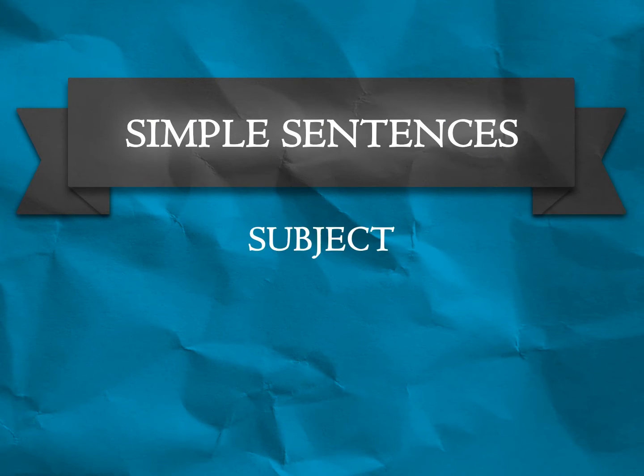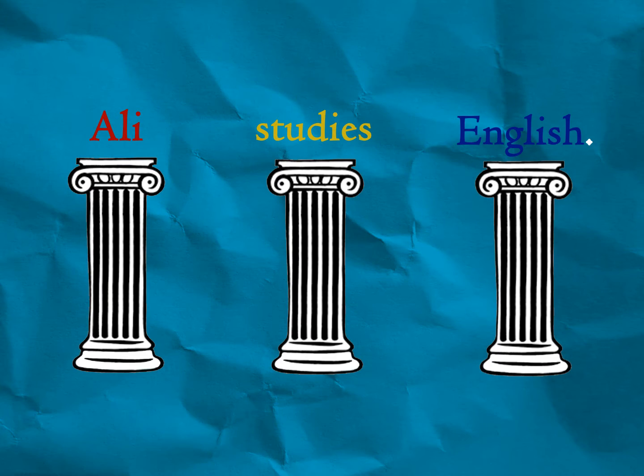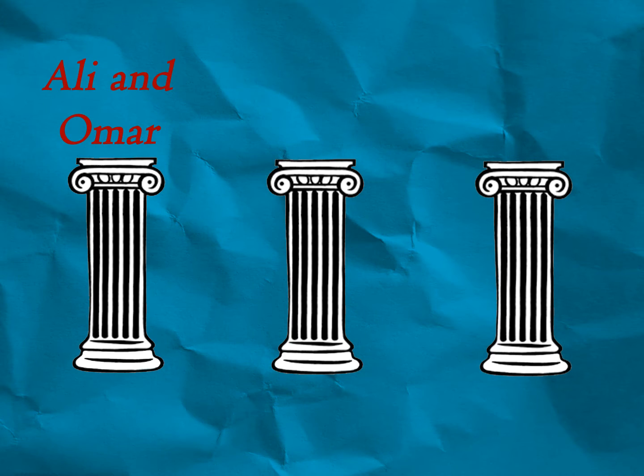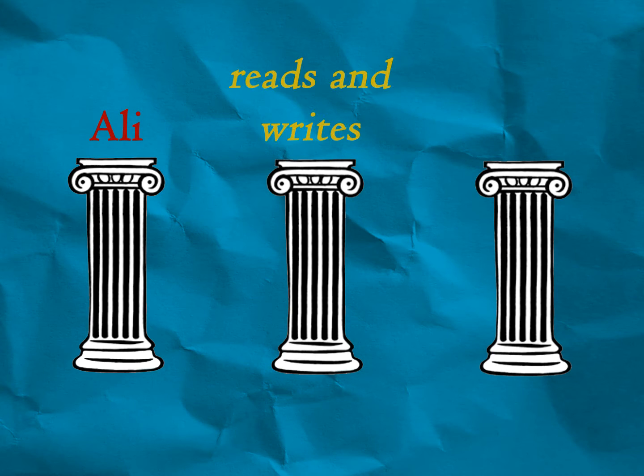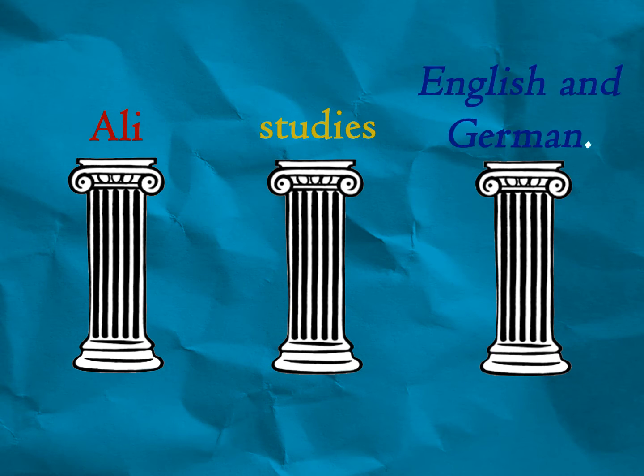So far, we have discussed simple sentences with a subject, verb, and object. An example of a simple sentence is Ali studies English. In this sentence, you could have a compound subject. Ali and Omar study English. Or a compound verb. Ali reads and writes English. Or a compound object. Ali studies English and German.